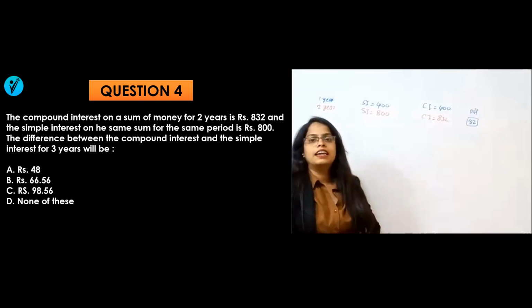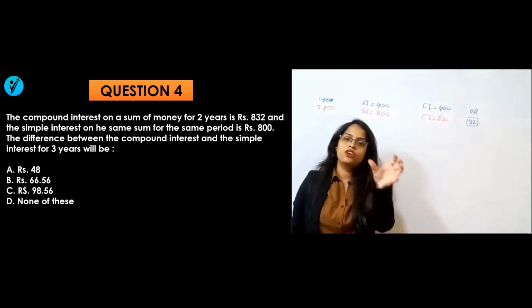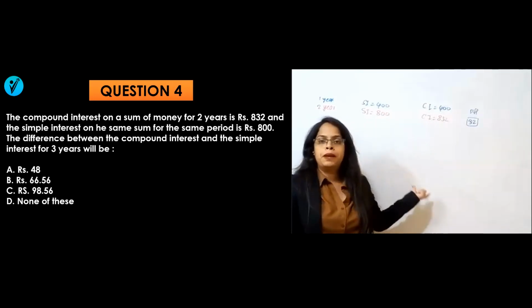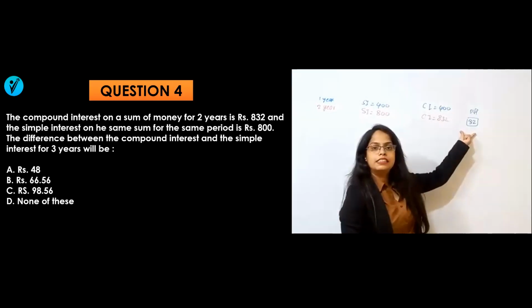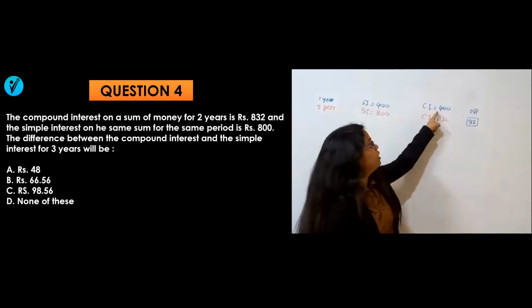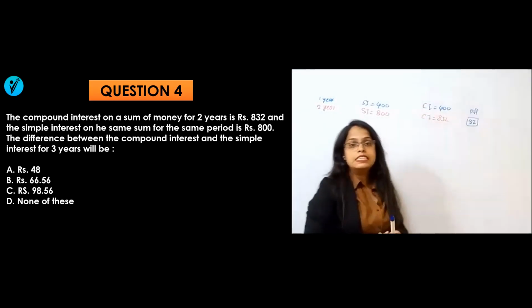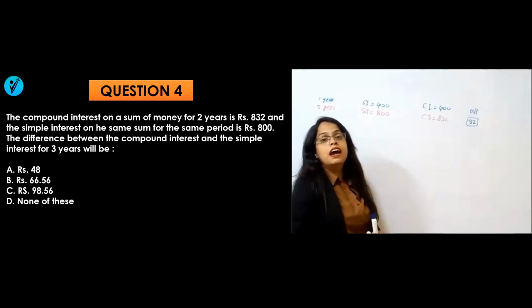ये जो 32 rupees extra आ रहे हैं वो किस पे अप्लाई होंगे? At least on the principal, दोनों पे भी apply हो रहा है. So that is the interest on interest. ये जो extra का difference जा रहा है 32, that is the rate on what, this interest, that means on the CI. So can we find out the R here?